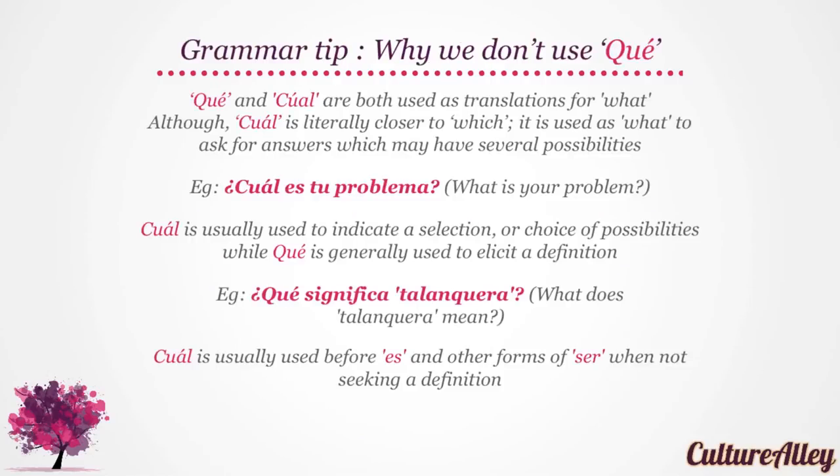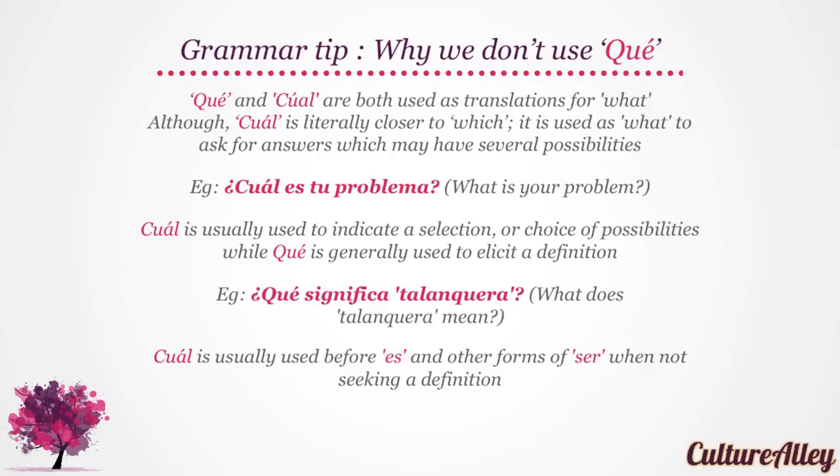Let's understand why. Qué and cuál are both used as translations for what. Although cuál is literally closer to which, it is used as what to ask for answers which may have several possibilities. Example, ¿Cuál es tu problema? Translates to what is your problem? Cuál is usually used to indicate a selection or choice of possibilities, while qué is generally used to elicit a definition. For example, ¿Qué significa talanquera? Translates to what does talanquera mean?